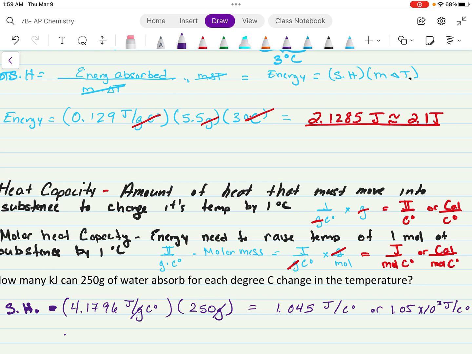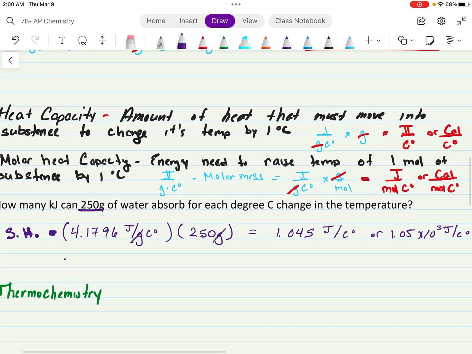Okay, so in this case, measuring the heat capacity of water at a specific amount, in this case 250 grams, we're able to determine that that amount of water has a heat capacity of 1.045 joules. Now, all this relates together because water is one of those things that we can use to measure the amount of energy or heat being absorbed or released.